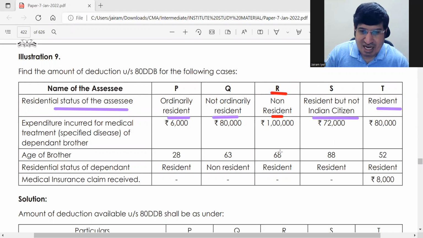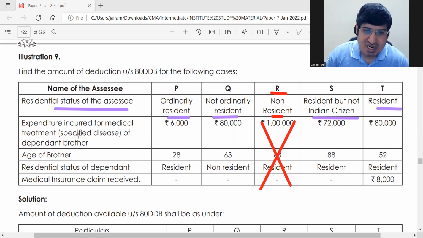So which is why for R you will not get any deduction. You don't have to see anything here for R, because this SSC is a non-resident. So you will not get for this. You don't have to even read anything here. And then chalo, we'll see one by one.